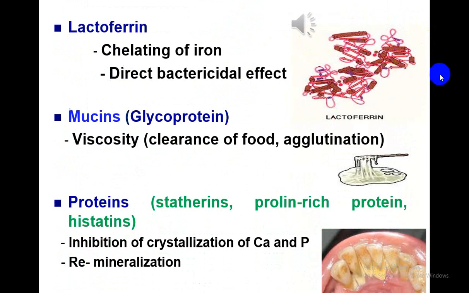Lactoferrin is the other non-specific immune factor in the oral cavity. Lactoferrin is a glycoprotein with 10% carbohydrate. It acts by chelation of iron, the essential nutrient for bacteria, and also may have a direct bactericidal effect. Mucins are another oral immune factor, and they affect the viscosity of saliva.